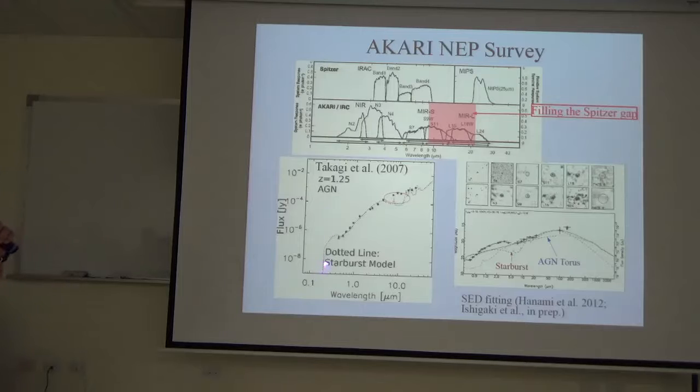This is the result produced by Takagi-san, and this is a figure that I put in our Chandra proposal. This is one of the AGN's photometry data sets from optical all the way to infrared. And this is a starburst model. There is a certain excess around here, and these bands are really the sweet spot to pick up this excess in AGNs.